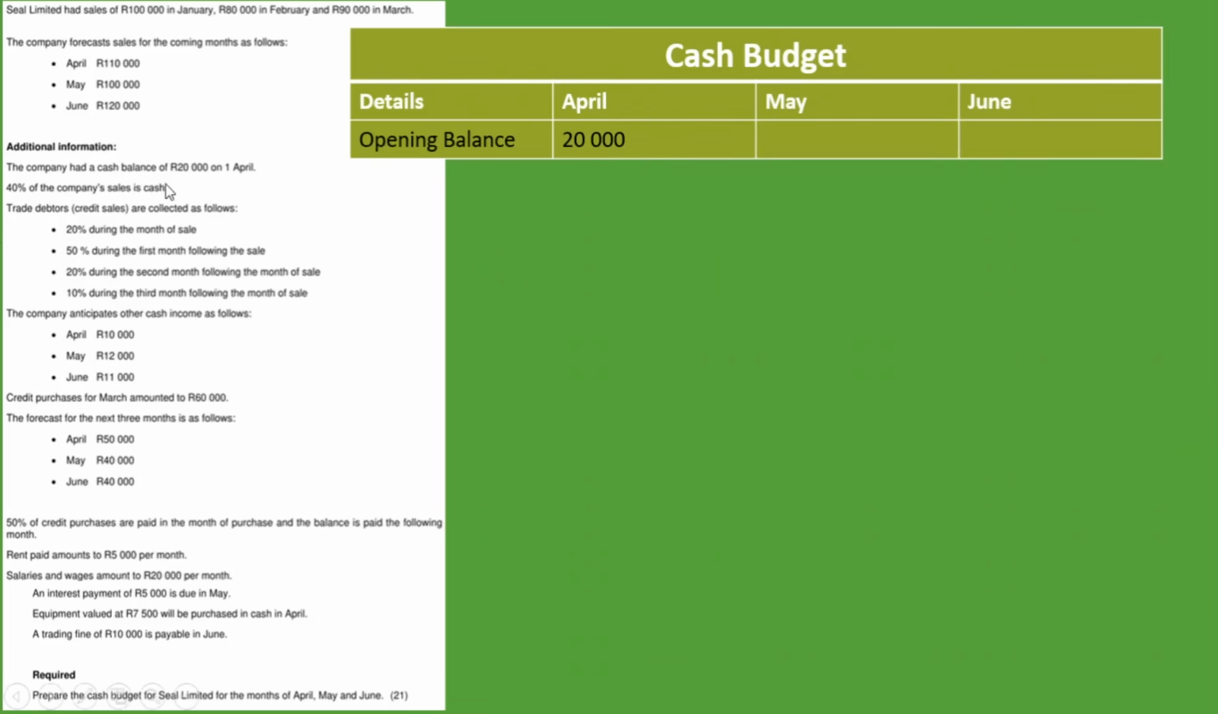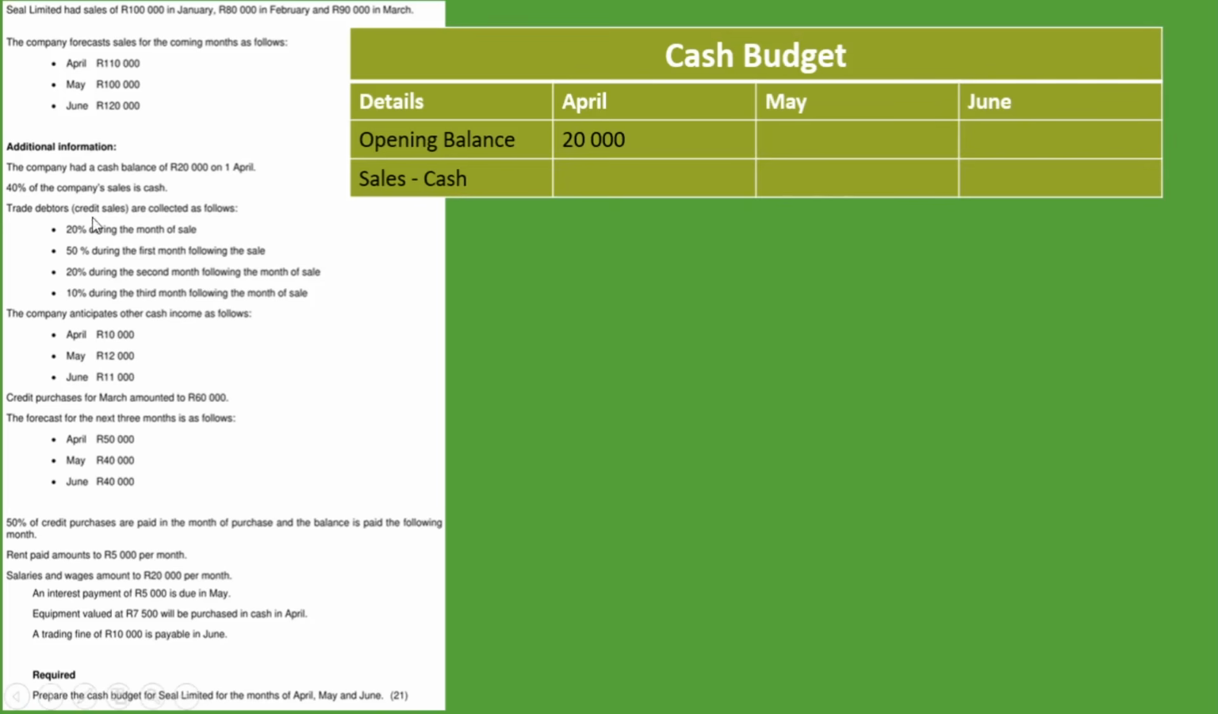40% of the company's sales are in cash. So what is the first thing that we're going to do? We're going to do sales, cash sales, right? This is the sale that we will have in April, May, and June, and we'll receive the money in that same month. And then we'll also have sales, credit sales, where we'll receive the money in April, May, and June. But we'll look at that a bit later on. But let's look at the cash sales.